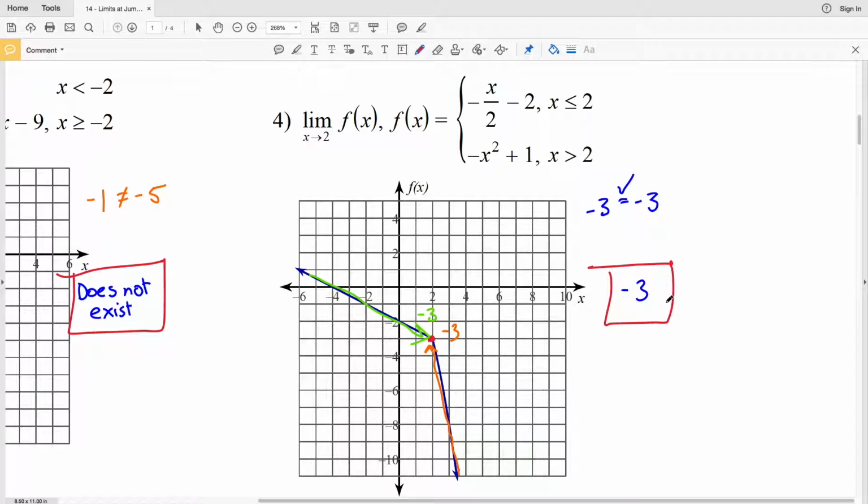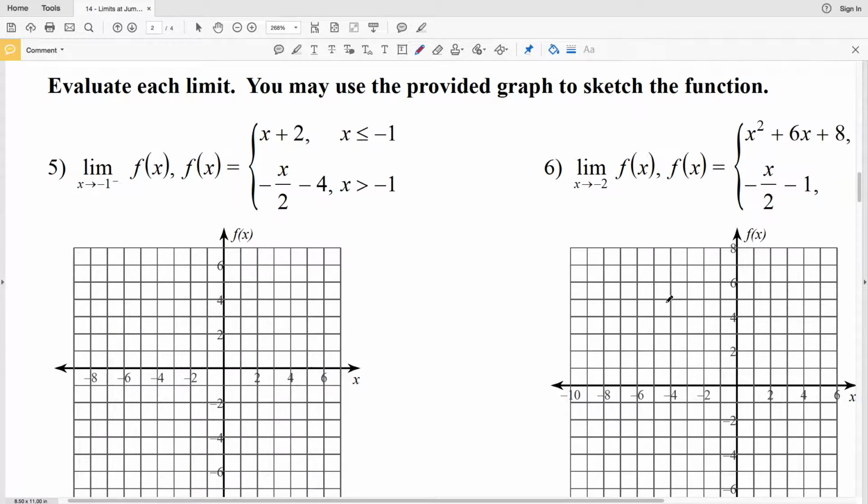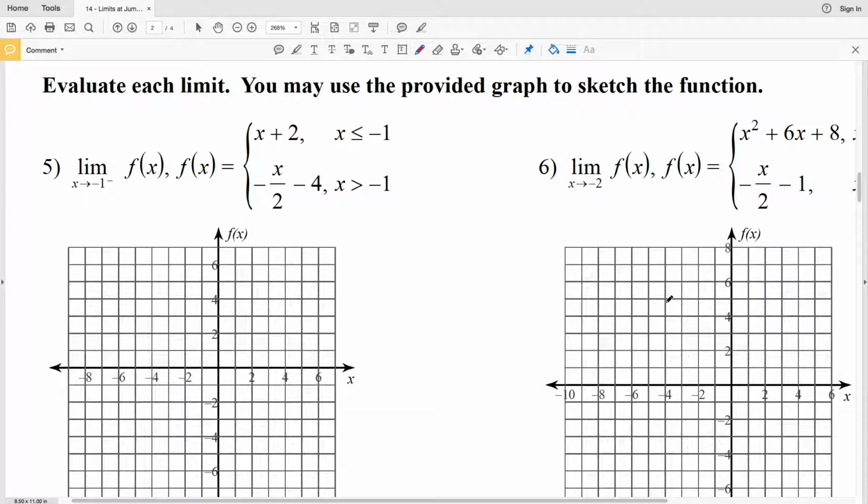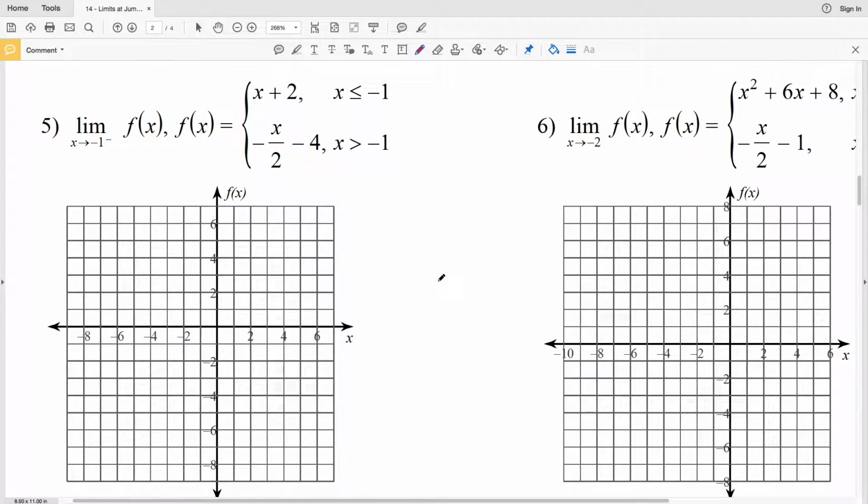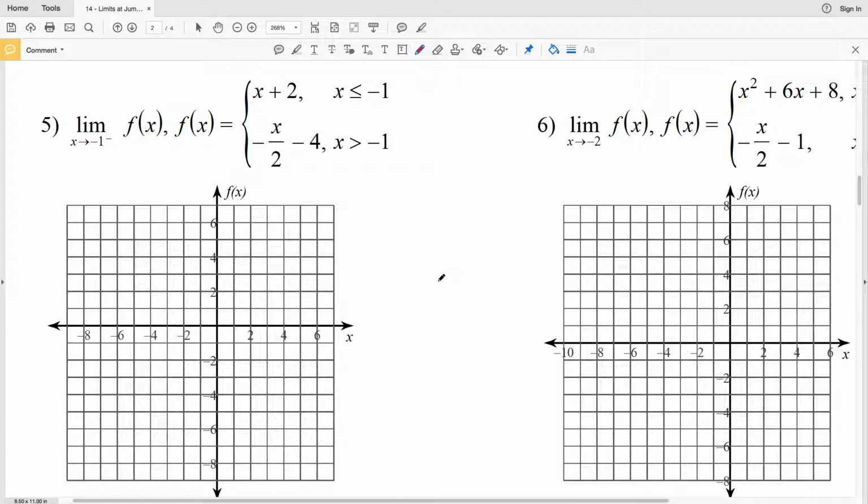Let's continue on to our second page. In our second page, we're going to evaluate each limit, and you may use the provided graph to sketch the function. So let's evaluate the limit at number 5, first by sketching the function. Now, each of these are linear equations, which makes it easier to graph.